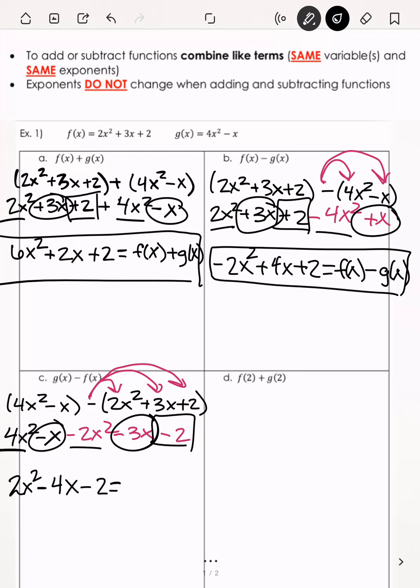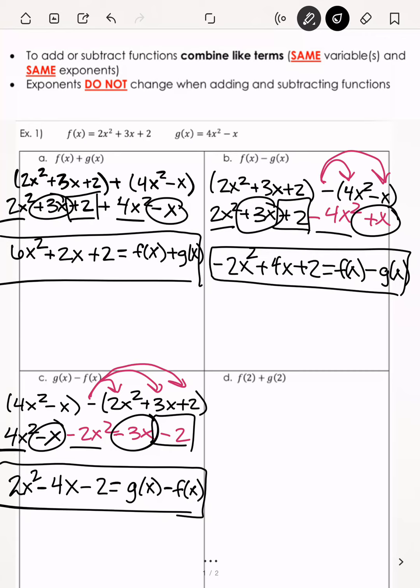So if you look, we do get a different answer, which means subtraction is not commutative, and we need to make sure we keep it in the same order. Commutative means we cannot rearrange it and get the same answer. So there's our answer. Let me box it.